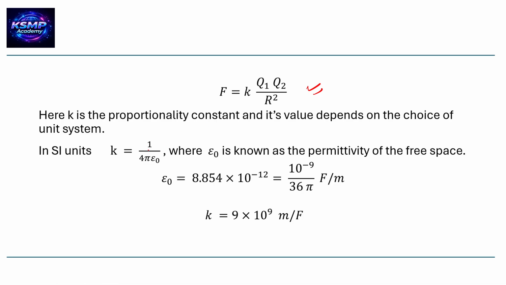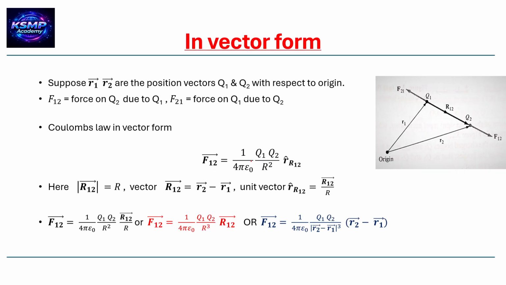Value of k in SI unit is 1 upon 4 pi epsilon naught. Here epsilon naught is the permittivity of free space, and its value is 8.854 into 10 to the power minus 12, or we can write in this form, that is 10 to the power minus 9 upon 36 pi farad per meter, or k giving value to be 9 into 10 to the power 9. So value of k is 9 into 10 to the power 9 in SI units. This is the value of constant k, the constant of proportionality.